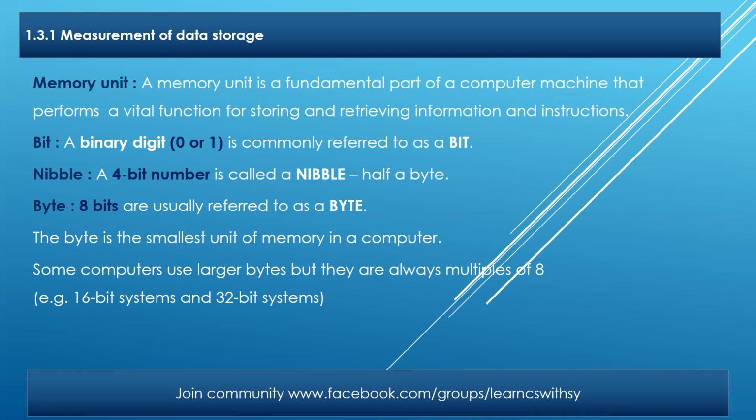By the way, one thing that we all need to know is that byte is the smallest unit of memory. Like we have talked about bits and nibbles, but in reality, the byte is the smallest unit of memory. Although we do have some computers which have larger bytes, they are always multiples of it. Like we will talk about computer architecture, where we'll talk about 16-bit systems or 32-bit systems or 64-bit systems. So you can see these are all multiples of 8. Okay.